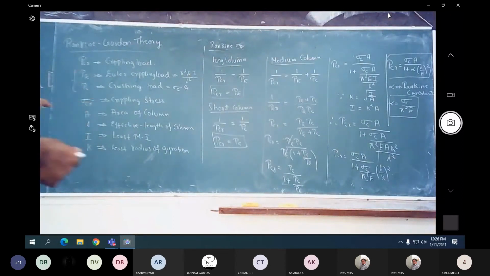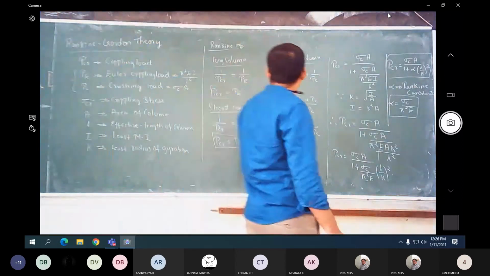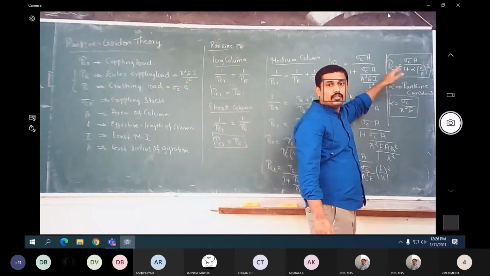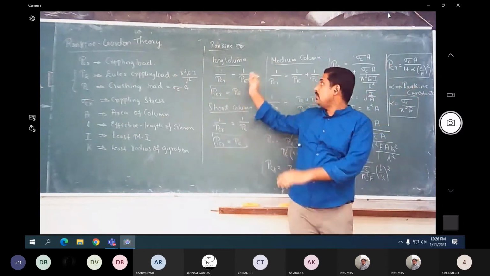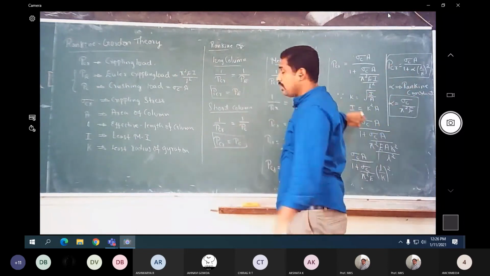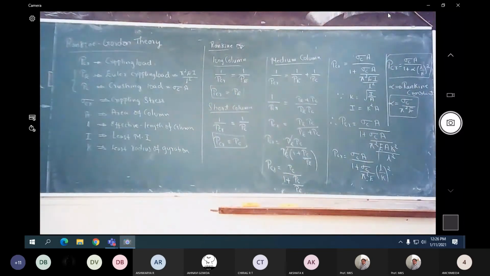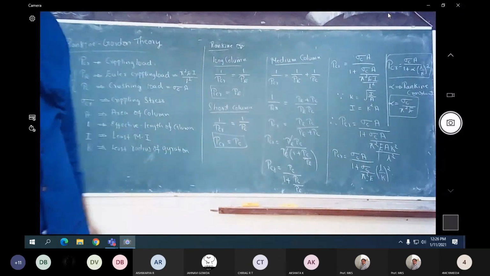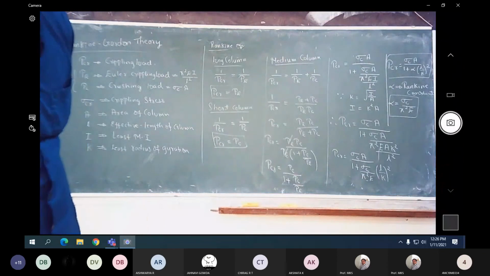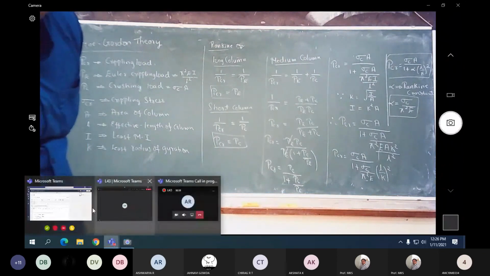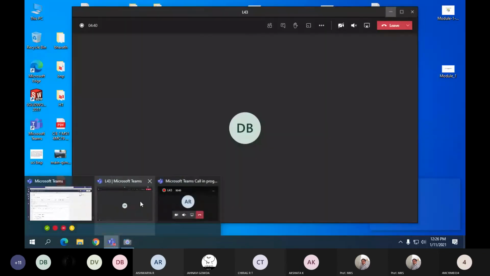If it is asked to derive the Rankine equation for a column, you should do it up to here, for a short column, for a long column, and for a medium column. Okay. So I'll solve the problem in the next class. So do remember the equations. You may get the derivation, or else you'll get a problem.